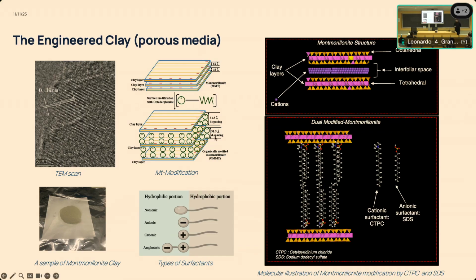There are two things we get from the D space. One is that the porosity of this clay increases, and second, it also prevents the swelling of the clay and makes it a better porous media to trap contaminants.